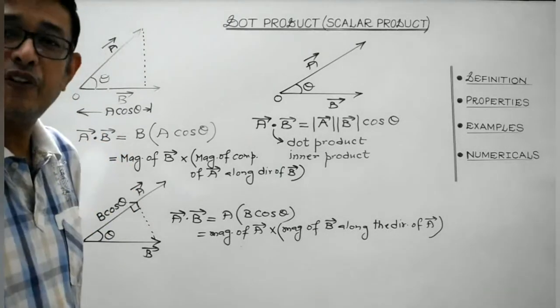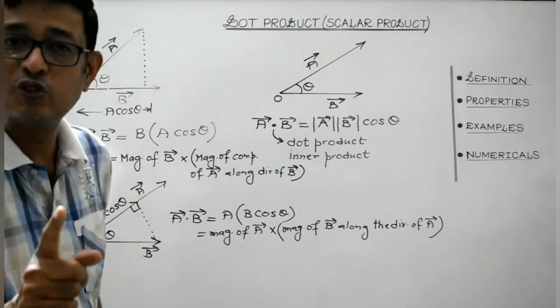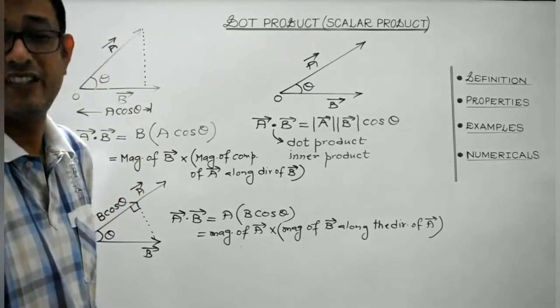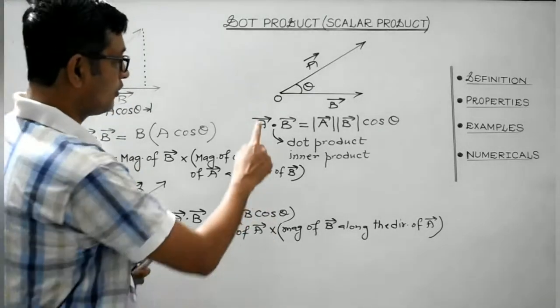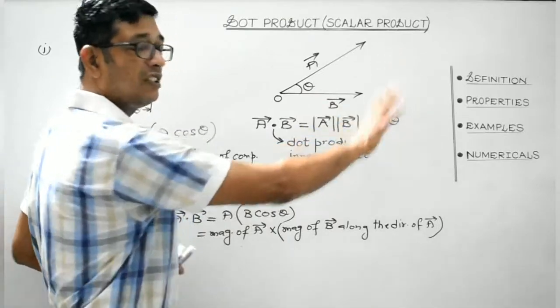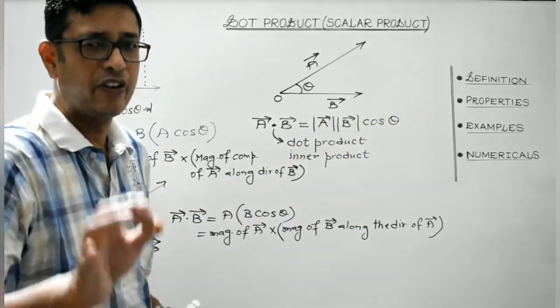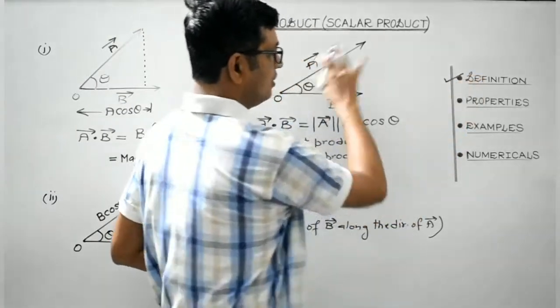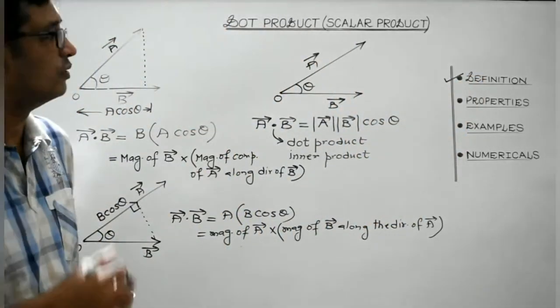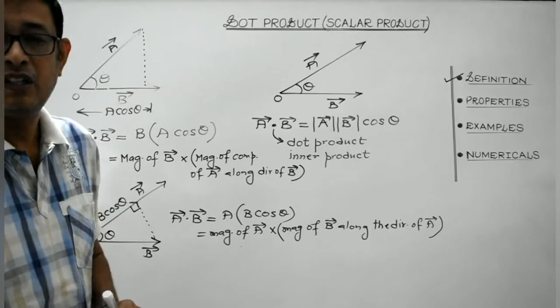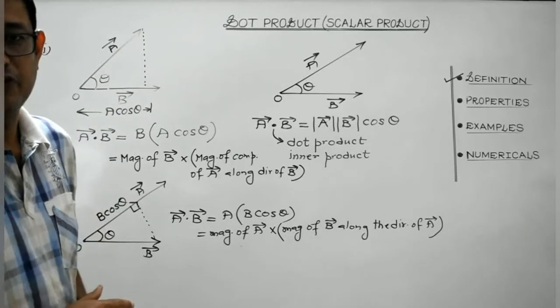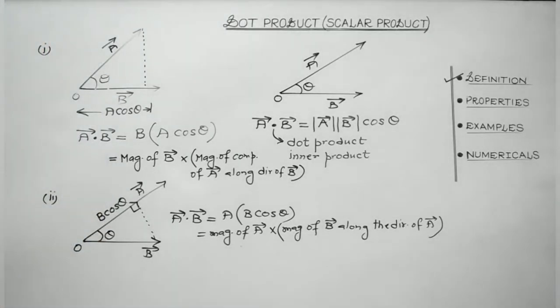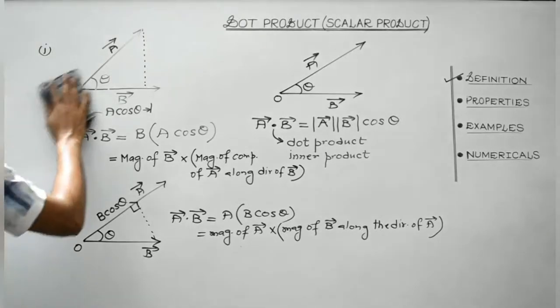And students, as we have discussed, dot product is also known as scalar product. It is because the dot product of two vectors will always give us a scalar quantity, and that we'll discuss in properties. So we are over with the definition part. Definition of dot product of two vectors is over. Now let's discuss some of its properties, which are very, very important, right? So let's start with the first property.